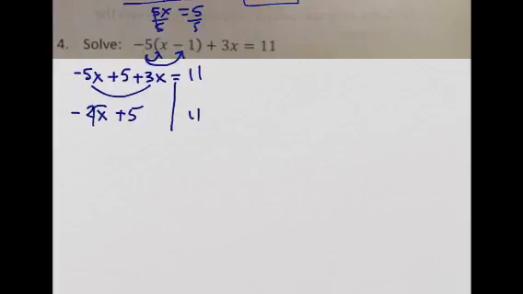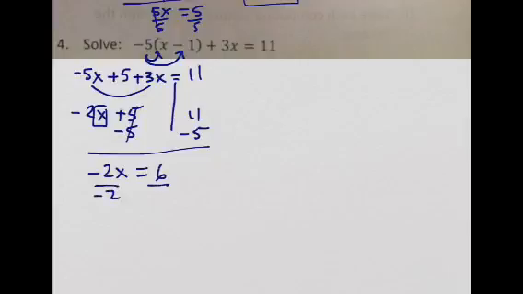So again, the goal is to isolate the x, leave it by itself. So I'm going to subtract 5 on both sides. So now I have negative 2x equals 6. We're going to divide by negative 2 on both sides. And so x is negative 3.